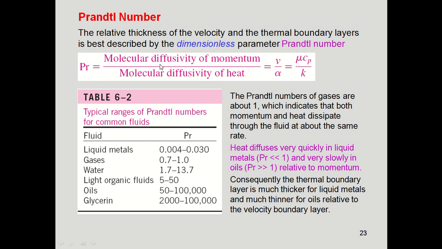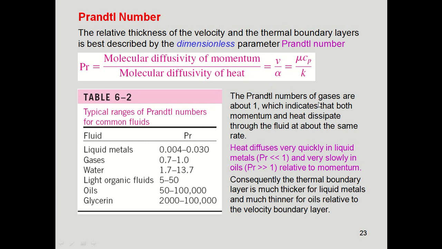Prandtl number is equal to the molecular diffusivity of momentum divided by the molecular diffusivity of heat. That means this is related to the velocity boundary layer, and this is related to the thermal boundary layer. So this is equal to kinematic viscosity divided by the thermal diffusivity. So this is equal to mu Cp by K. So the Prandtl number is equal to mu Cp by K, where mu is the dynamic viscosity multiplied by the specific heat of the fluid, divided by the thermal conductivity of the fluid.